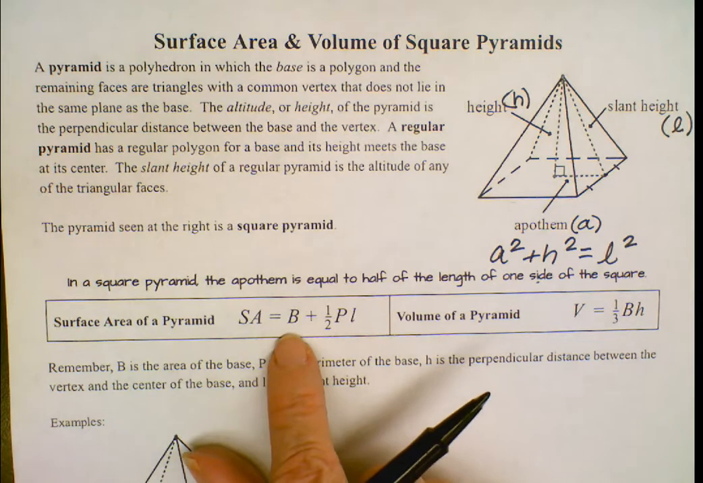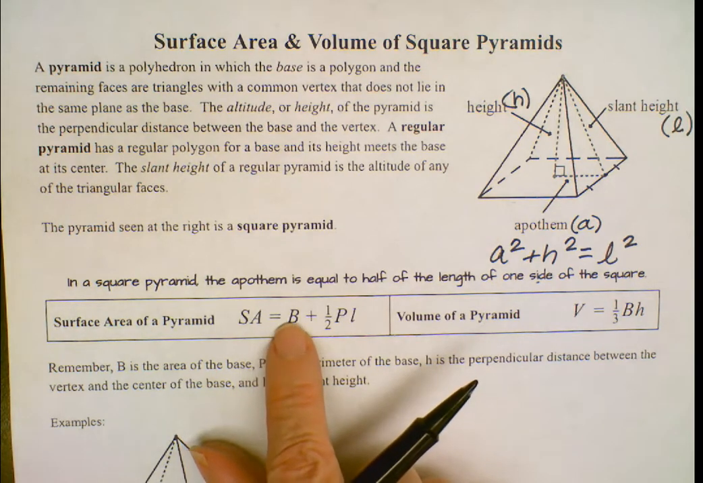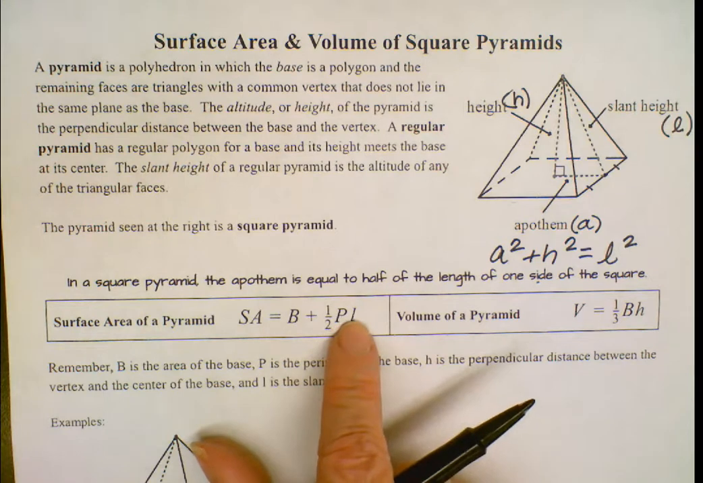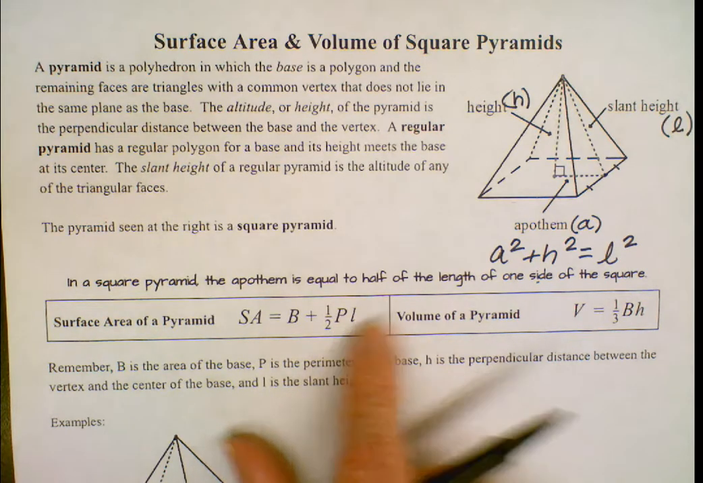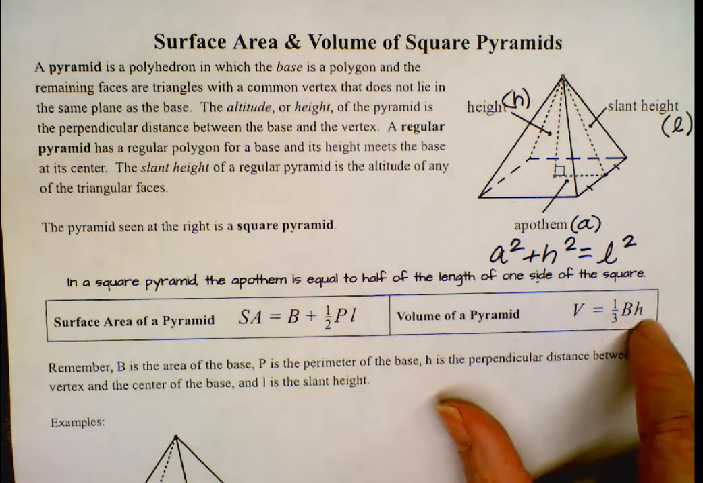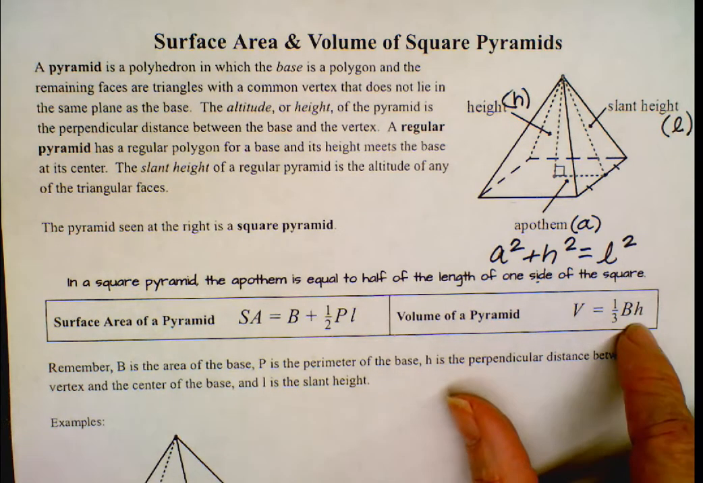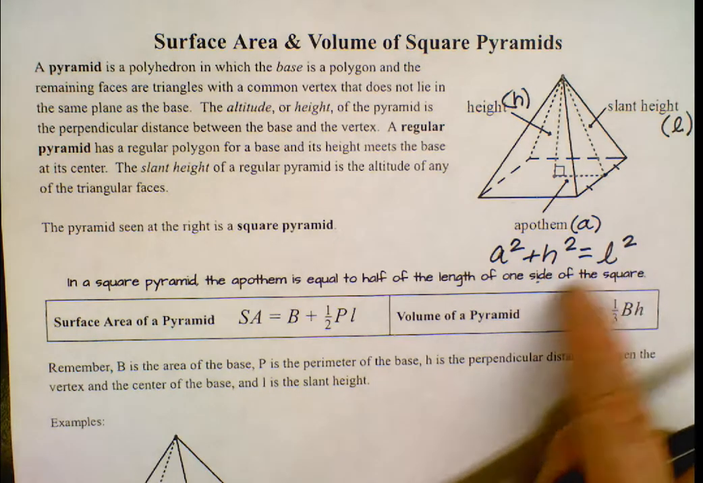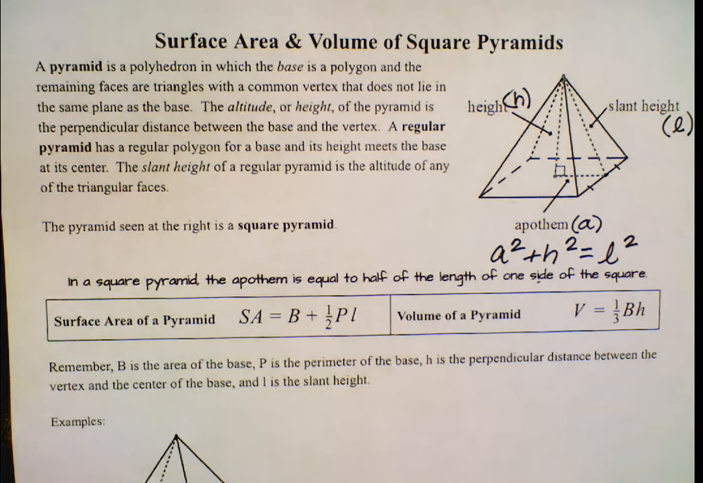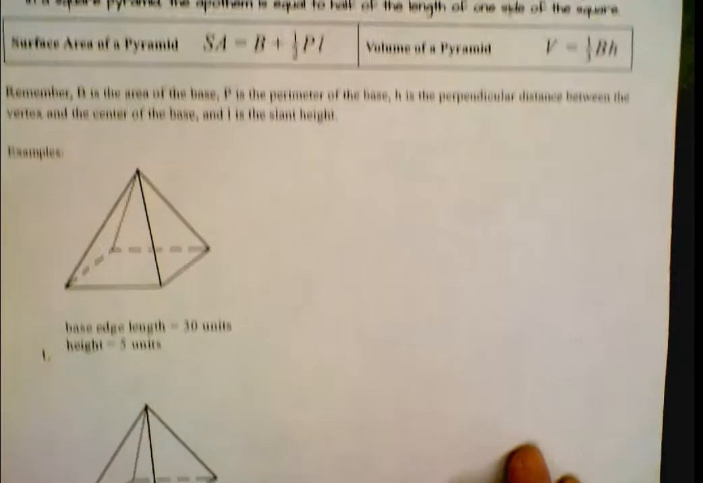So in terms of the surface area, we've seen this formula before. It's the area of the base plus 1/2 times the perimeter of the base times the slant height. So there we need L. And then the volume of any pyramid is 1/3 times the area of the base times the height, and there we need h. So we need both h and L before we proceed to these two formulas. So with that in mind, let's look at a couple of examples.